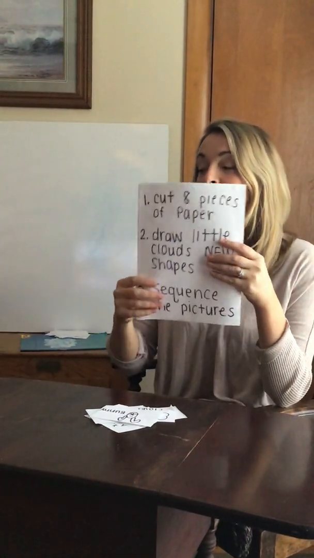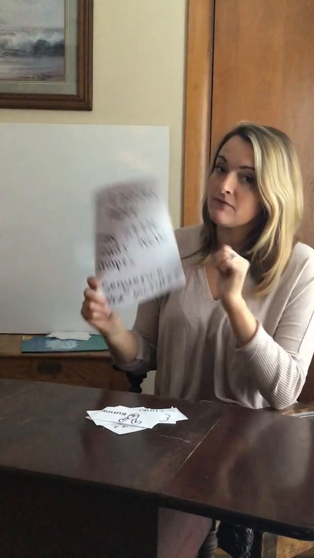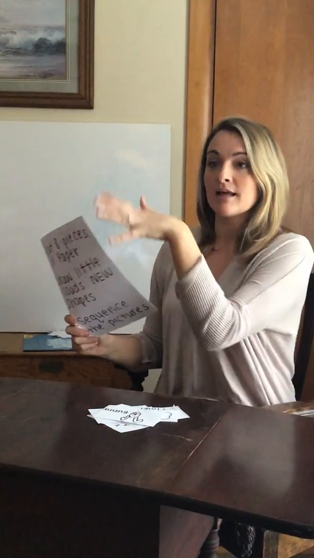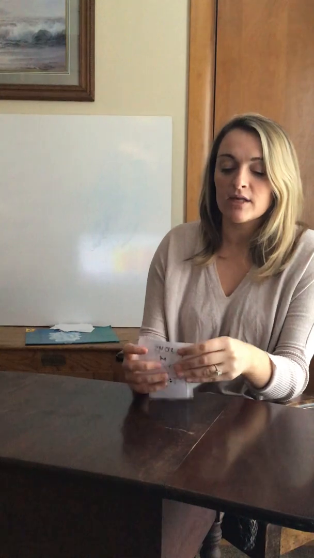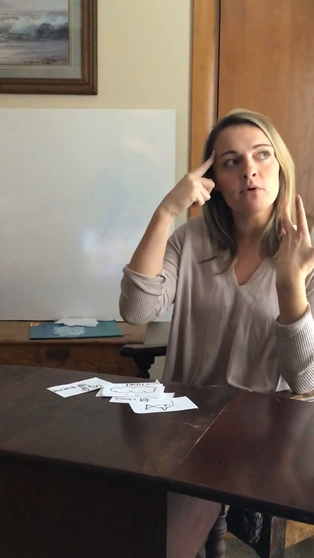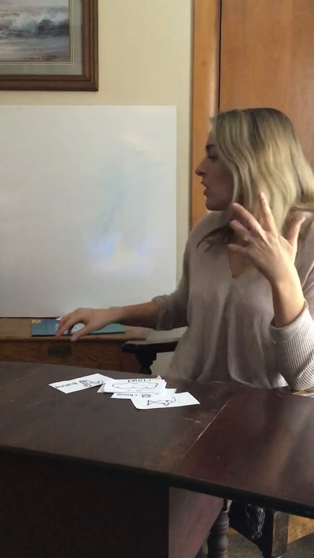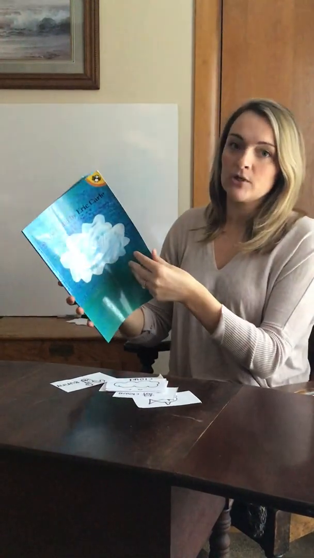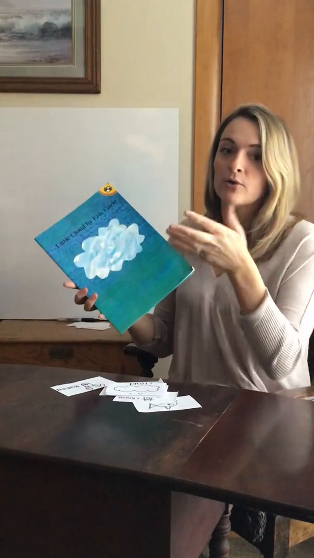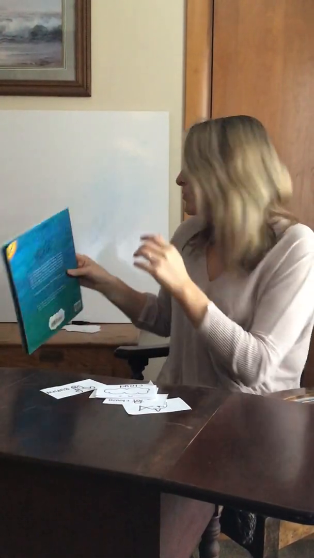Remember, sequencing means to put the events in order, first, next, then last. So I'm going to sequence what happened first. And this is a nice way that you can retell the story to somebody in your family using these pictures. So I can try to do it from memory, what I remember from the story, but I could also go back in the book to help me if I get a little confused, or go back to the video. But I'm going to try to do it from memory.